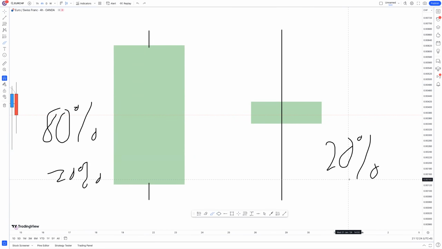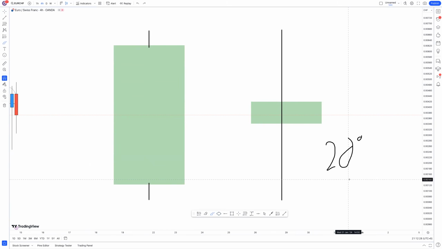And we literally get to tell who's in control of price just by looking at the candlestick. That is how powerful the candlestick is, right? By looking at candlestick momentum and candlestick pressure.